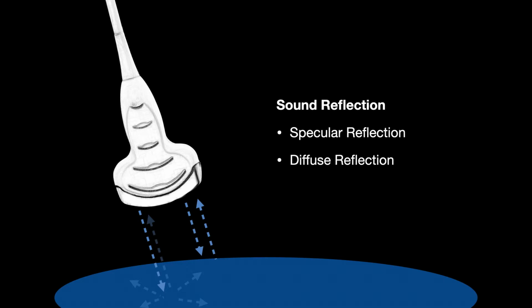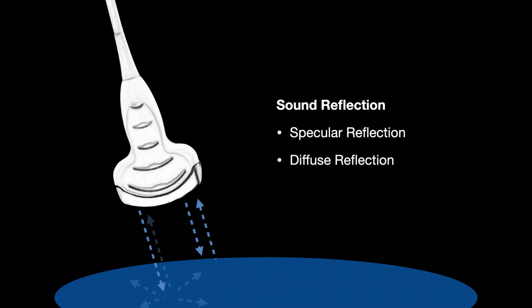So when we think about reflected sound, we need to think about two things that affect the way the sound is reflected, and that is the type of reflection and the speed of sound, or its cousin, the acoustic impedance. The nature of the interface has a bearing on the appearance of the structure that we see. So there are two types of reflections.